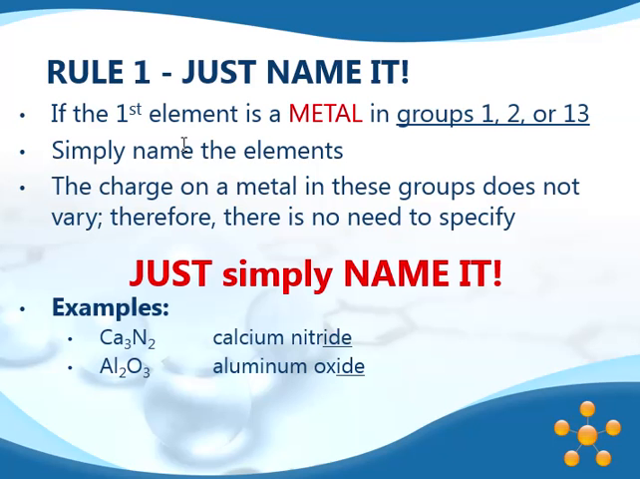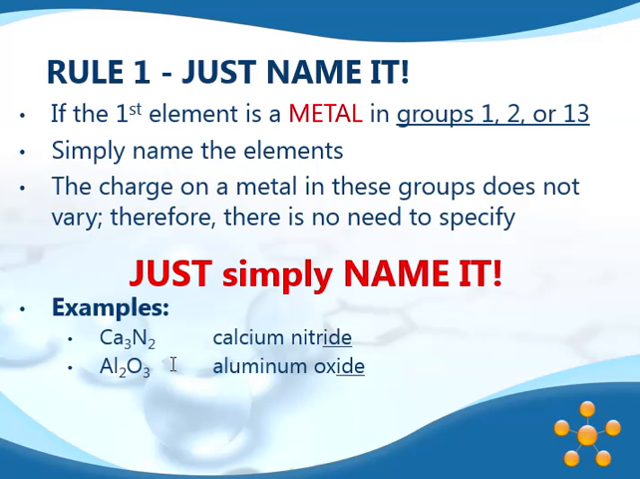If the first element is a metal, so it has to be a metal, it's in groups 1, 2, or 13. 1 and 2 are the alkaline metals, or group 13, which is the group that starts with boron. It's right after the transition metals. So notice this is not anything to do with transition metals. Groups 1, 2, or 13. So does aluminum fall in this rule? Yes, it does because it's in group 13. So just simply name the elements. Both elements that are in there, you're going to name. So you don't have to worry about anything with the charge. Okay, so here's two examples.